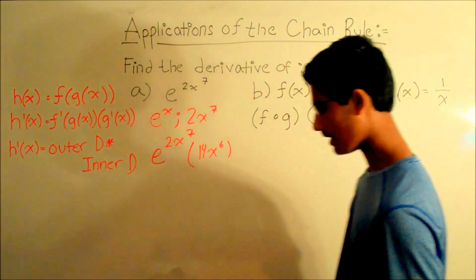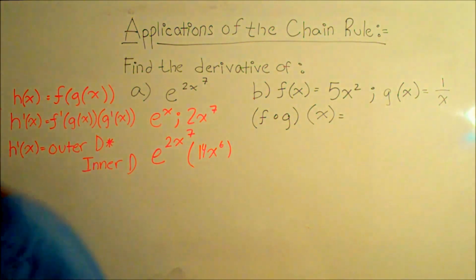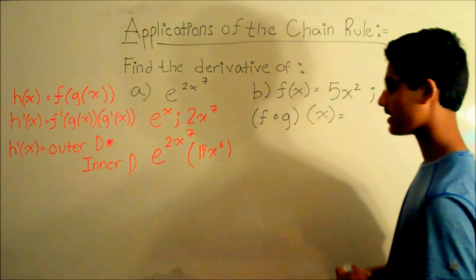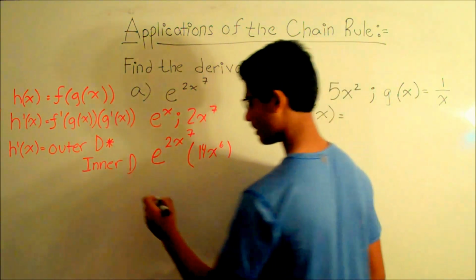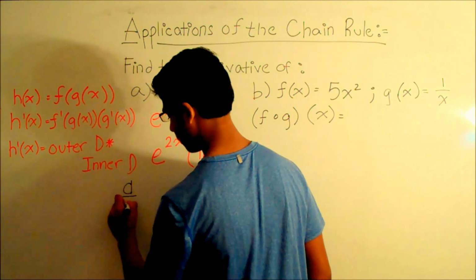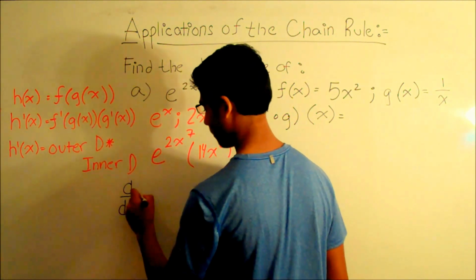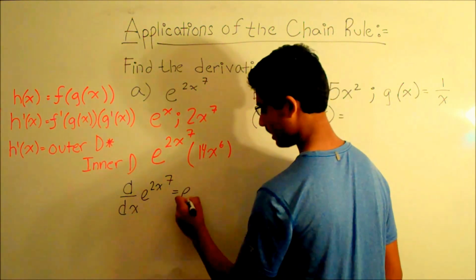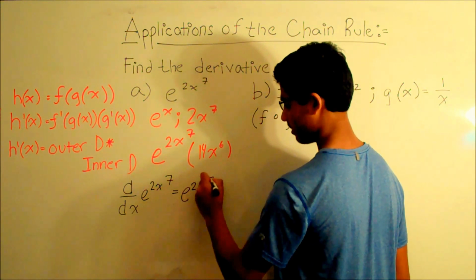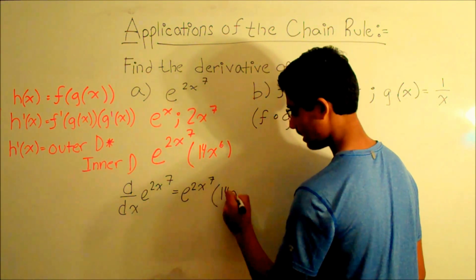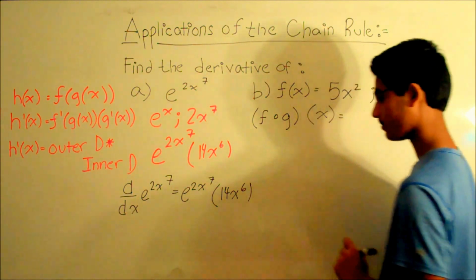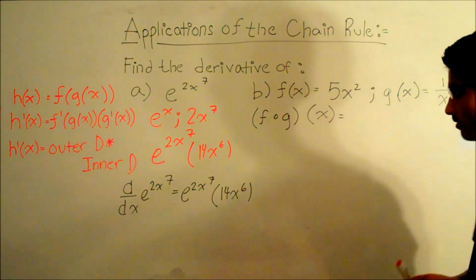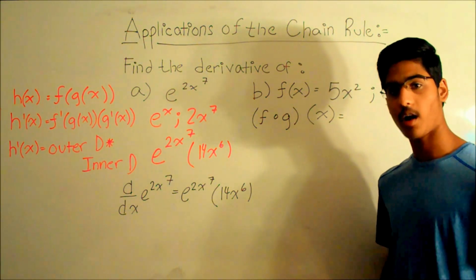So that means that d over dx of e to the 2x to the 7th power is equal to e to the 2x to the 7th power times 14x to the 6th. Now let's move on to problem B.